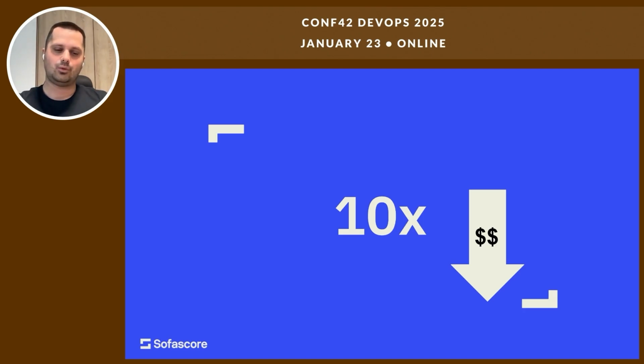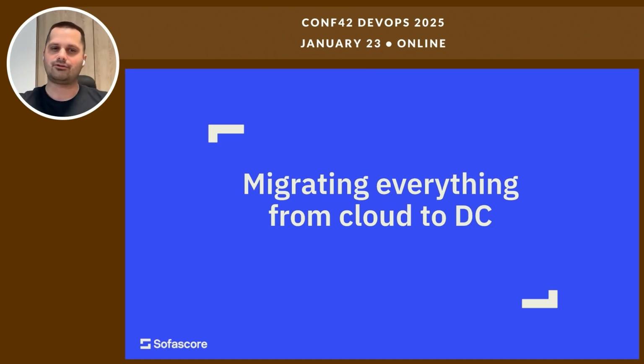And then we did a back of the napkin calculation. What would happen if we would move other services from the cloud to bare metal? And our calculation was that we can over-provision the system by double and still see a 5x reduction in price. So we migrated everything from cloud to data center.